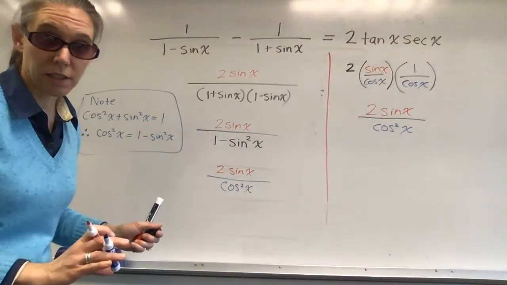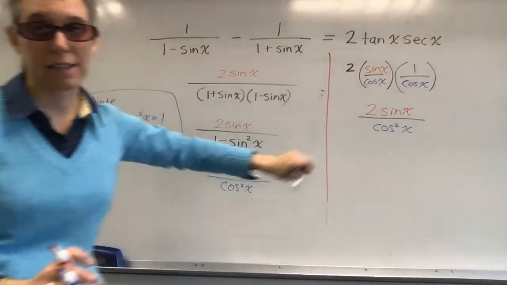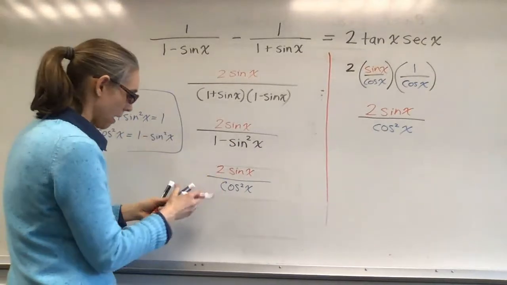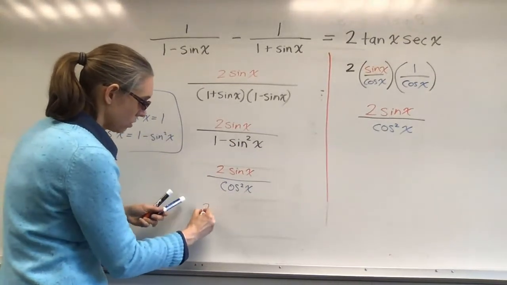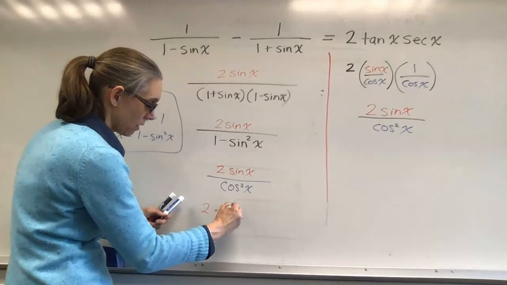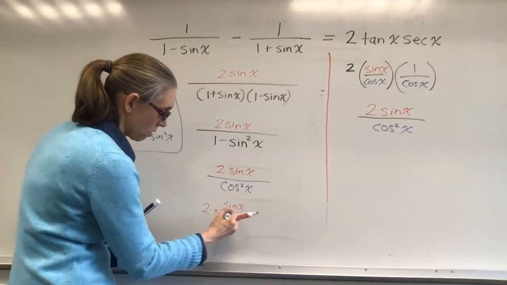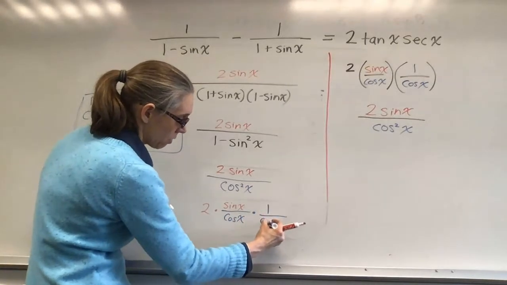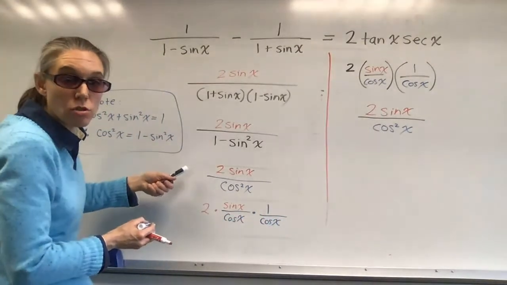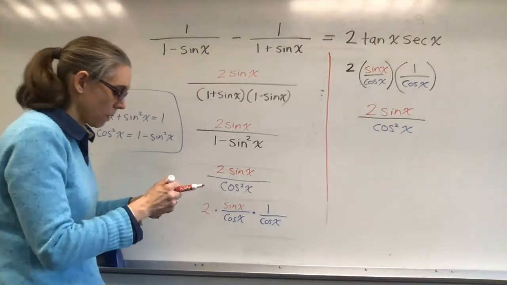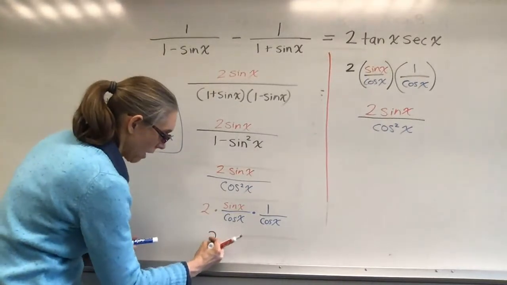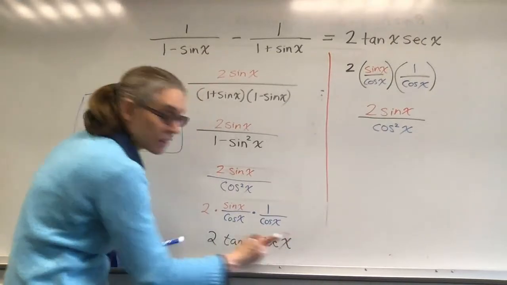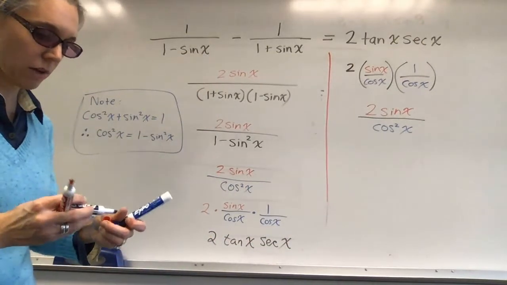Now alternatively, instead of manipulating the right-hand side, you could have continued with the left-hand side. If you did that, you would want to split this up into 2 times sine x over cosine x times 1 over cosine x. So you would actually want to show splitting this up further before you then rewrite this as 2 tan x secant x. Okay, so either way would have been fine.